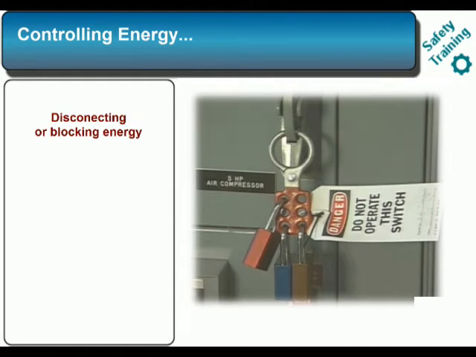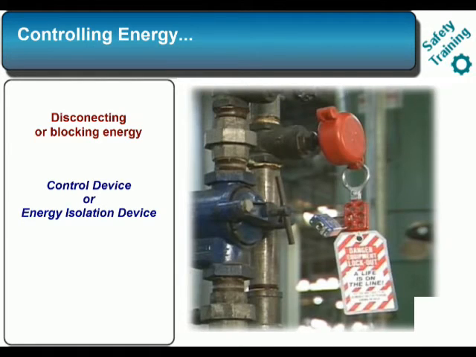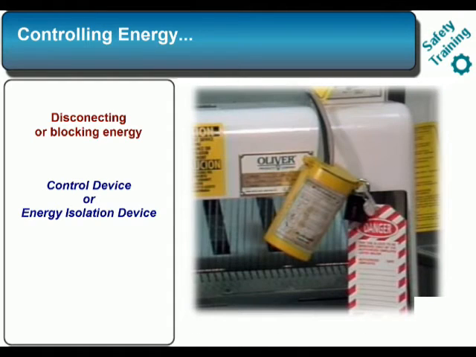Controlling hazardous energy means disconnecting or blocking the energy from the source. An example would be opening an electrical breaker or shutting a fluid system valve. The place where the lock is applied is called the control device or energy isolation device. Each type of energy control device has a specific type of lockout mechanism or locking device. The purpose of a lockout is to prevent inadvertent operation of the control device so that the equipment cannot be started without removing the lock.